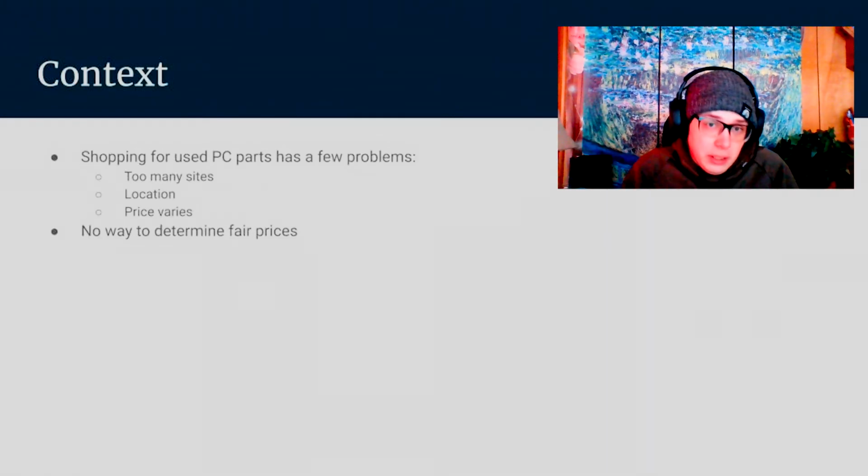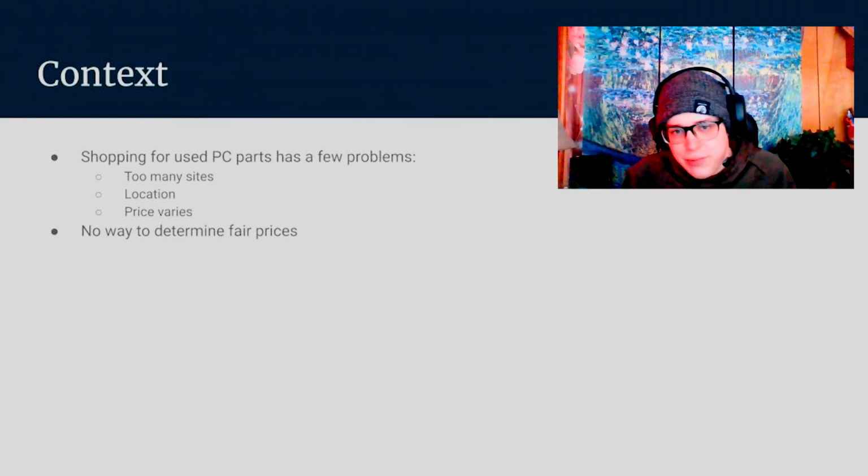So I'm going to talk a little bit about the context or the idea behind our website. The basic idea is that we want to make searching for used PC parts easy. There are a few problems with searching for used PC parts currently. The first one is that there's a lot of different websites. There's eBay, Facebook, Craigslist, Amazon, Mercari, Newegg, and that's just a few of them. The second problem is that a lot of sites only allow you to search one location, or if you want to search in a different location, it requires a different site or search. A good example of this being Craigslist.